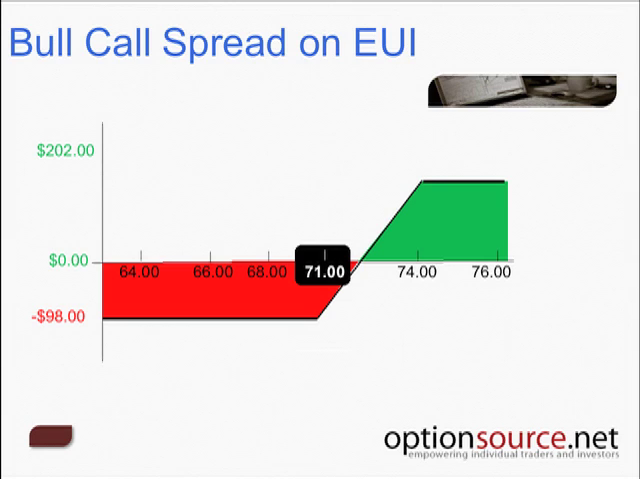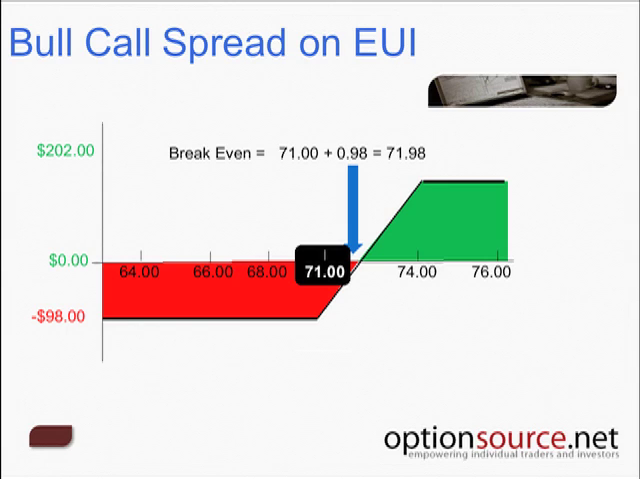Our maximum risk is $98. Our maximum reward, after we consider the cost of the position, is $202. So you can see that we have a little better than a 100% profit potential on our risk should the actual pair do as we've expected.